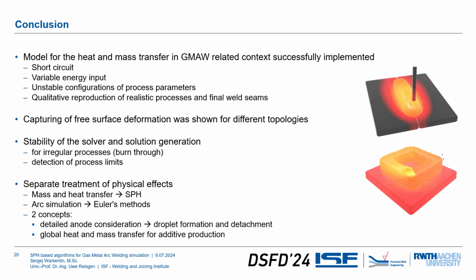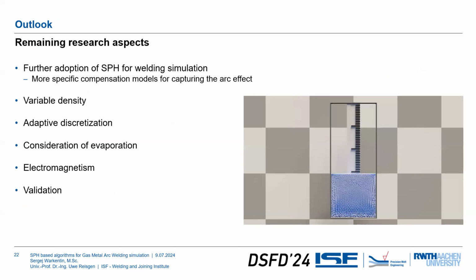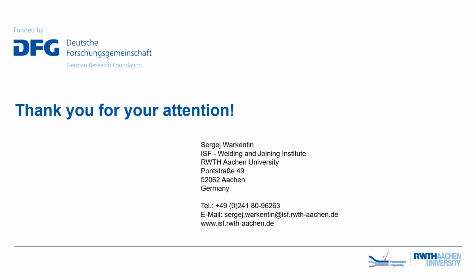The main conclusion is that we treat the physical effects separately: mass and heat transfer with SPH, and the arc simulation will stay with the Euler methods. We saw these two concepts for different discretization levels. Remaining research work will be on the variable density, which is still not implemented in this version. Here is a small example where we already work on the validation of that, to show the right material behavior. Okay, with that, I'm glad to hear questions.